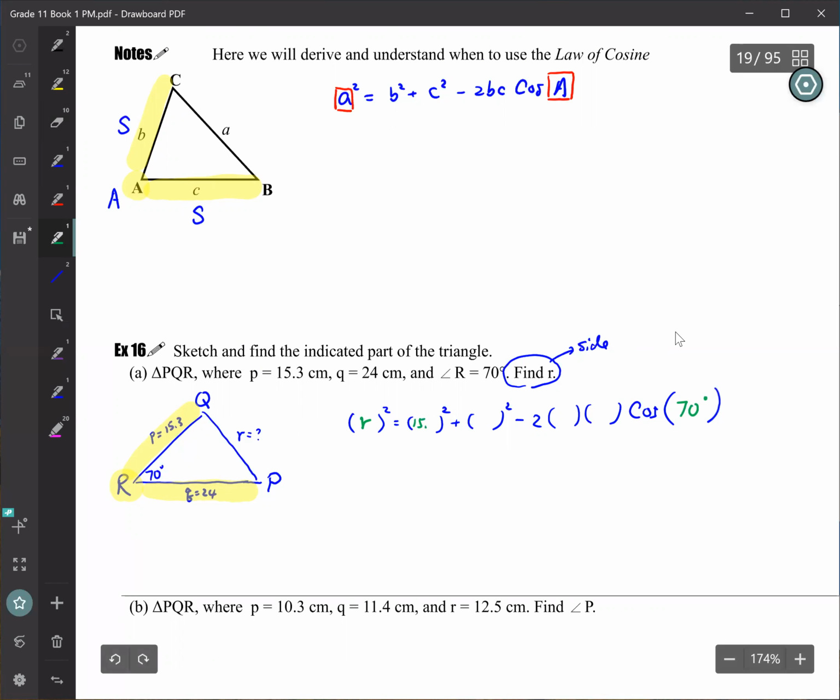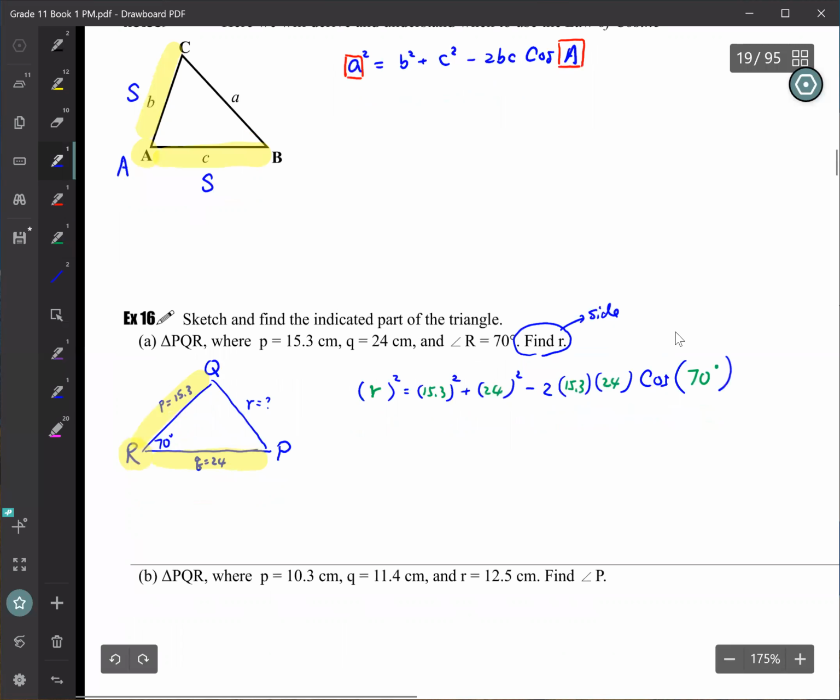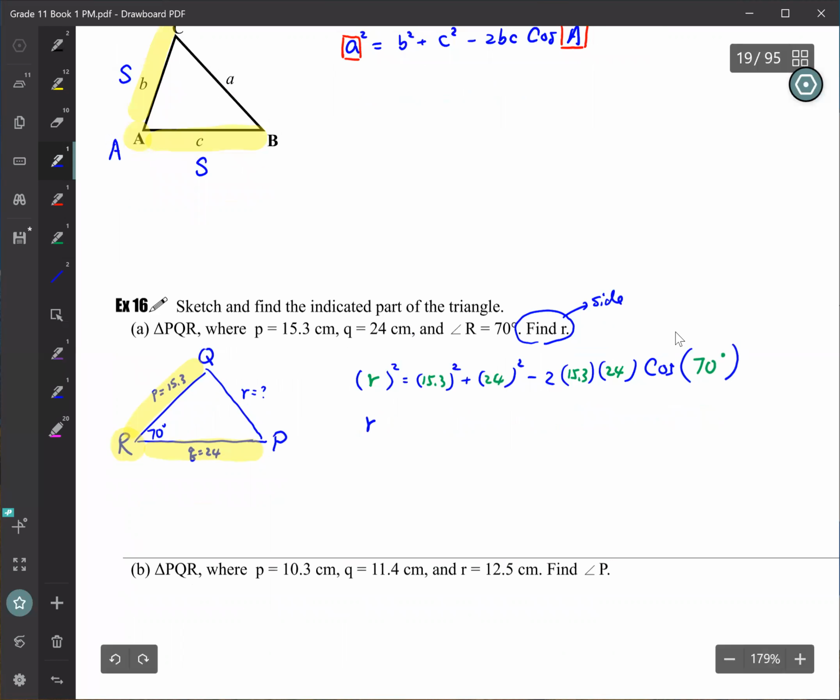Okay, afterwards, you just fill in the rest of the numbers. So 15.3, 24, 15.3, 24. Okay, that's all you need to do. So take out your calculator now and plug in everything on the right side. Once you get that number, you can raise your hand and we'll check that number. Okay, everything on the right side.